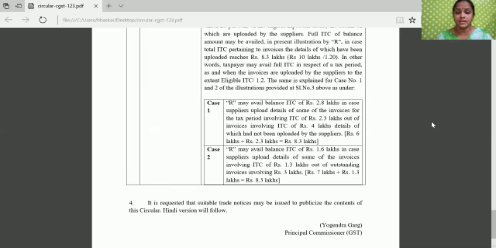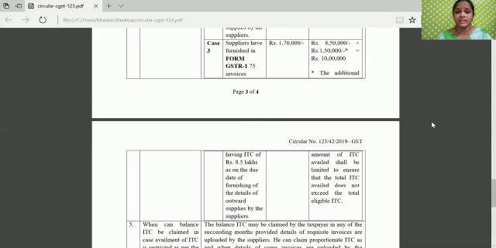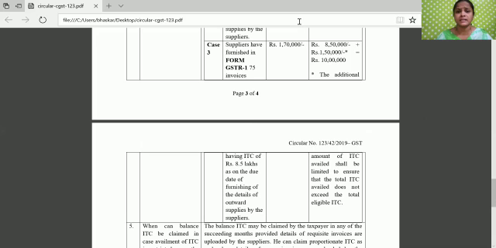This is the 20% criteria restriction that the board has clarified, in the insertion of sub rule number 4 in rule number 36.